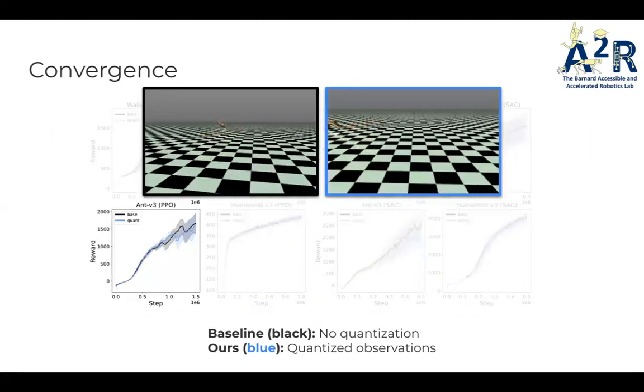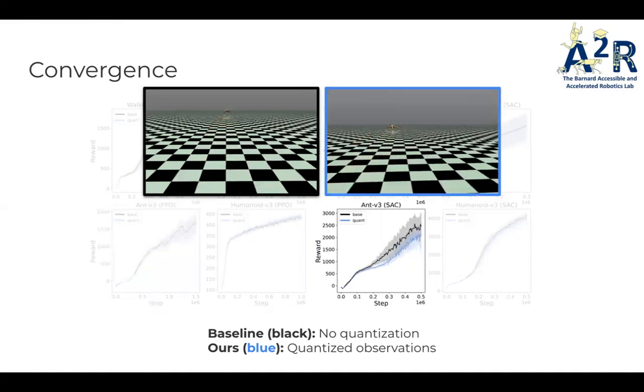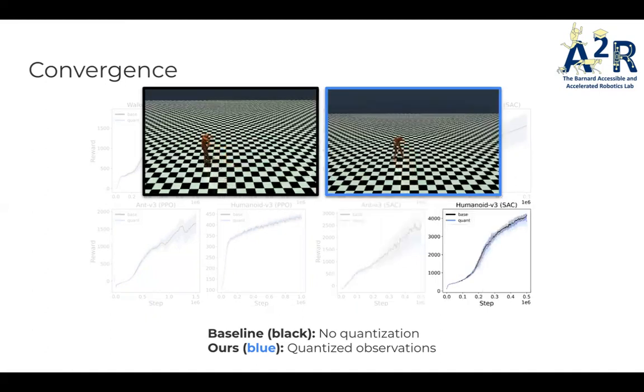Qualitatively, we see that the rollouts between the baseline and quantized agents do not differ much. In fact, in these PPO rollouts, the quantized agent, right, appears to survive longer. For SAC, both Ant agents act almost identically. And even in the more challenging humanoid environment, both SAC agents perform similarly.